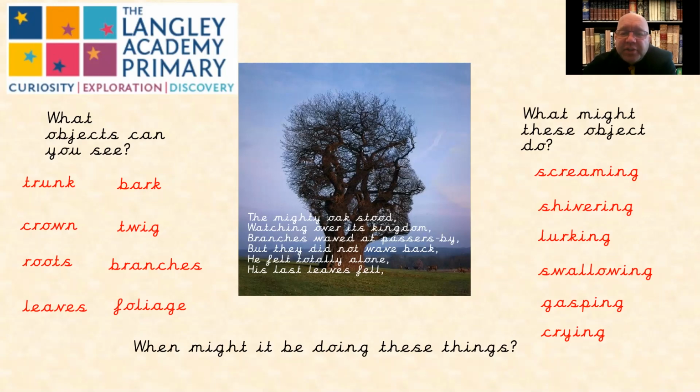His last leaves fell. You can see that this is obviously a winter scene where the tree is quite bare. There's very few, if any, leaves left. So I've just got his last leaves fell. Tears of sadness. Obviously, they're not real tears, they're leaves. But again, it's just creating that picture, that image for the reader. So the mighty oak stood, watching over its kingdom. Branches waved at passers-by. They did not wave back. He felt totally alone. His last leaves fell, tears of sadness.